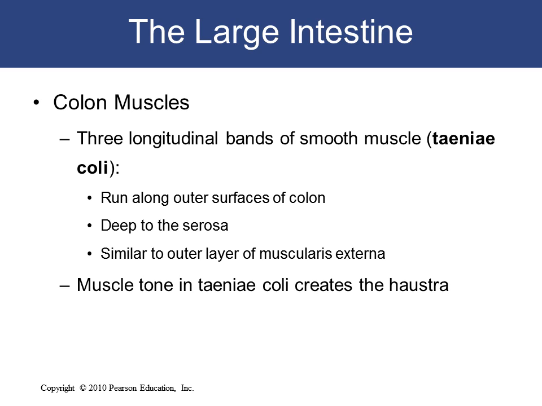This colon has muscles, and these muscles are 3 longitudinal bands of smooth muscles that run along the outer surfaces of the colon, deep to the serosa and similar to outer layer of the muscular intestinal. So these 3 longitudinal bands of smooth muscles are called the taenia coli.